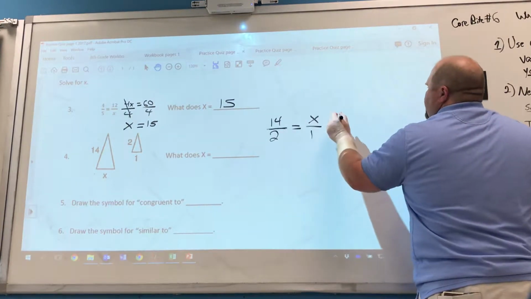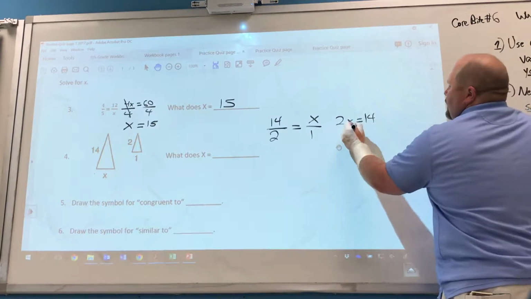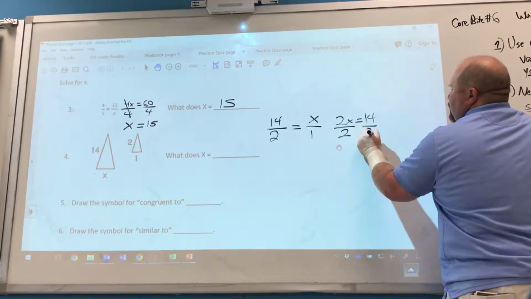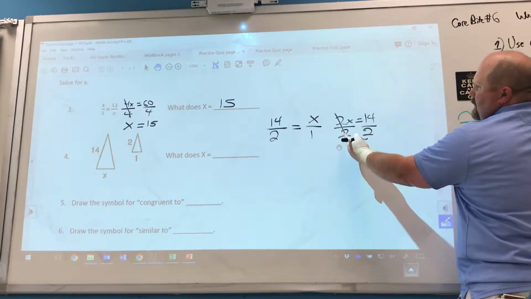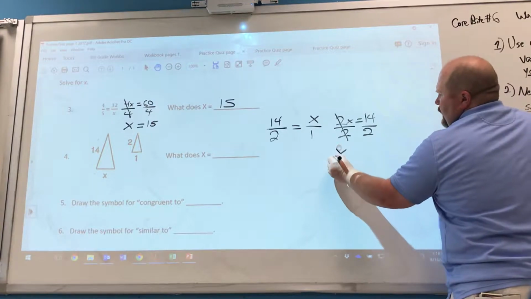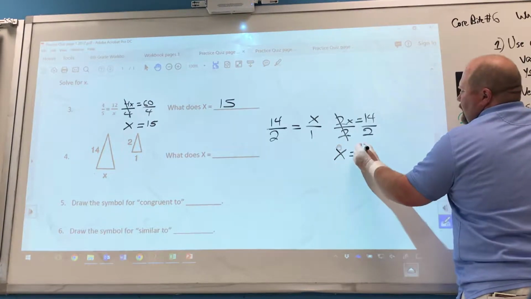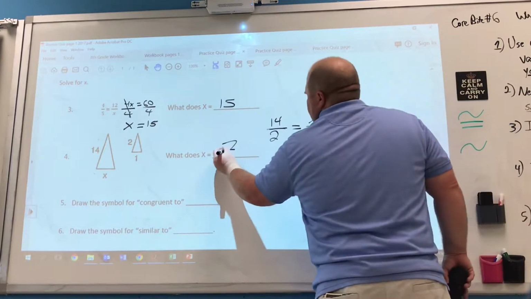All right, 2 times x is 2x, and 14 times 1 is 14. We need to divide both sides by 2 because we want to get rid of the coefficient 2 that's next to our variable. 2 divided by 2 is 1, so we're left with 1x, and 14 divided by 2 is 7. So we find out that x equals 7.